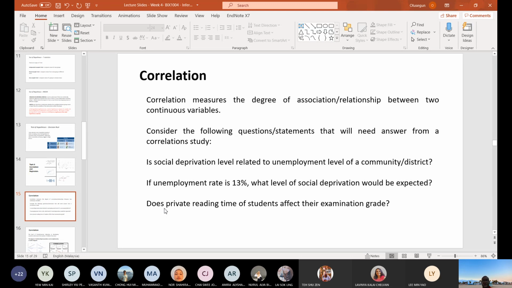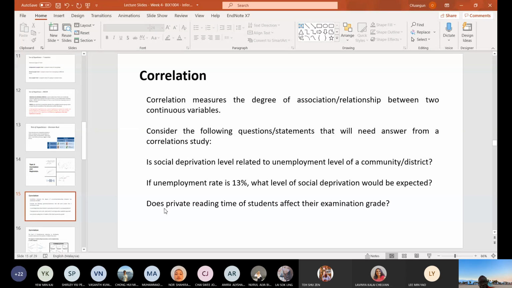But generally, we believe that when you have private time to read more of what you have been taught, you are likely to have a better and higher grade. So that's why we can come out with that statement, either like private reading time of students does not affect their examination grade. So your private reading time does not really have effect on your grade. When we collect data about reading time and the examination grades, then we can correlate the two together.